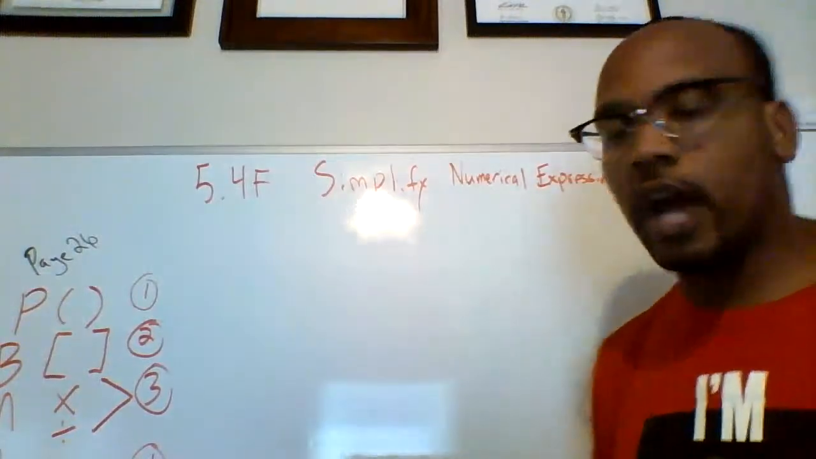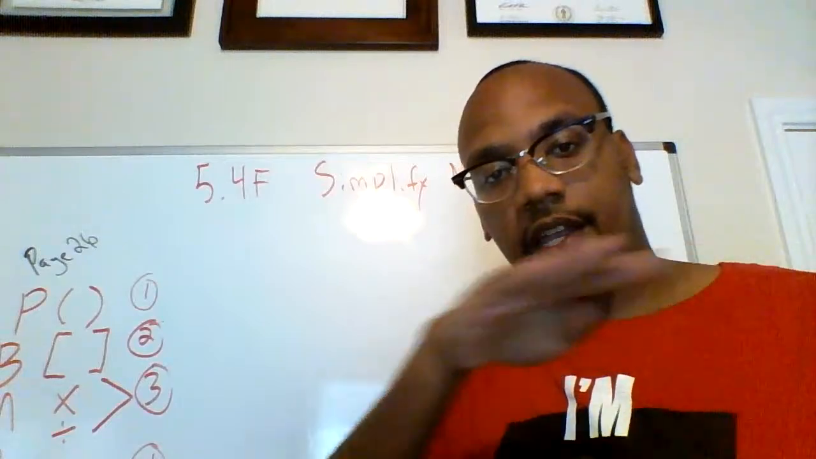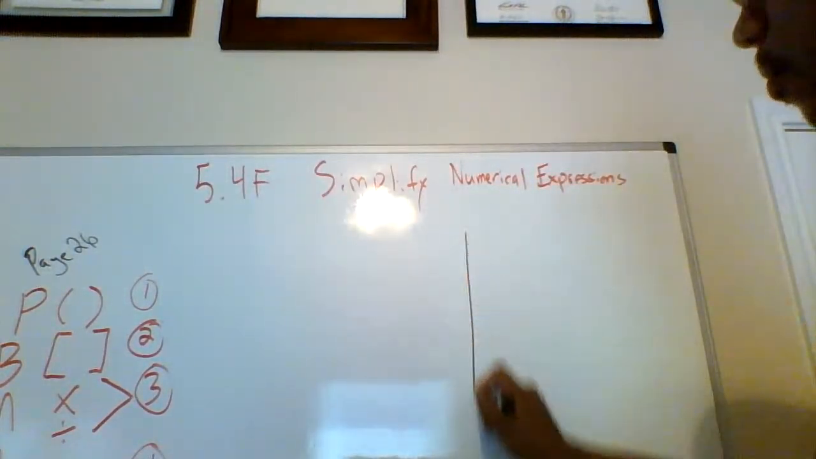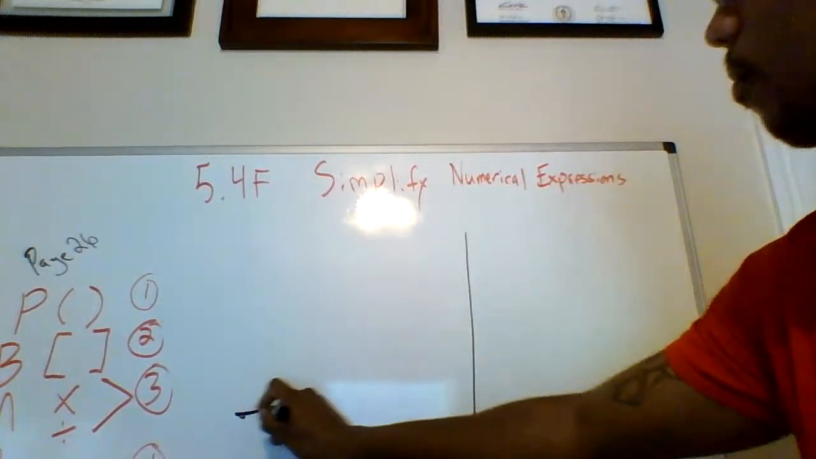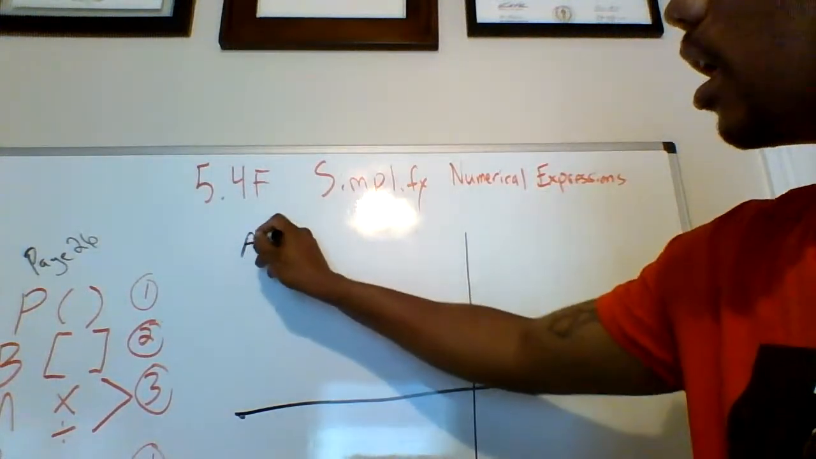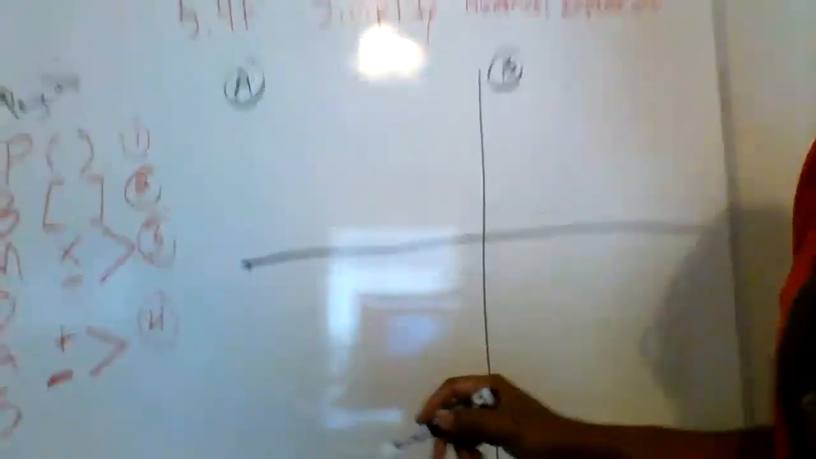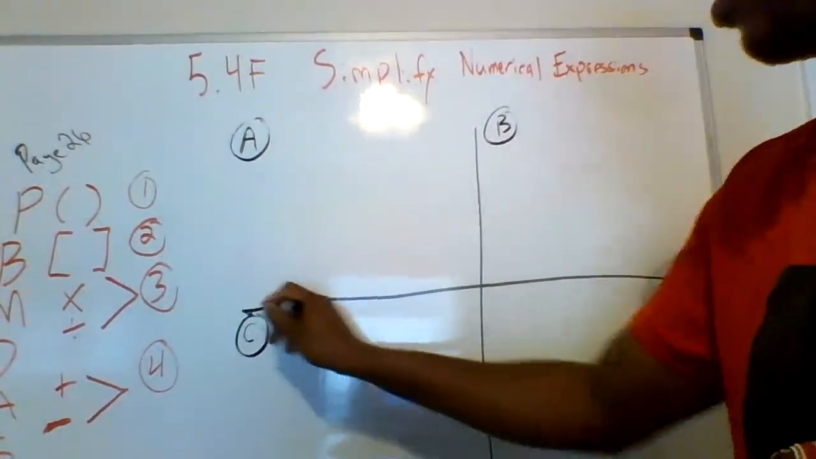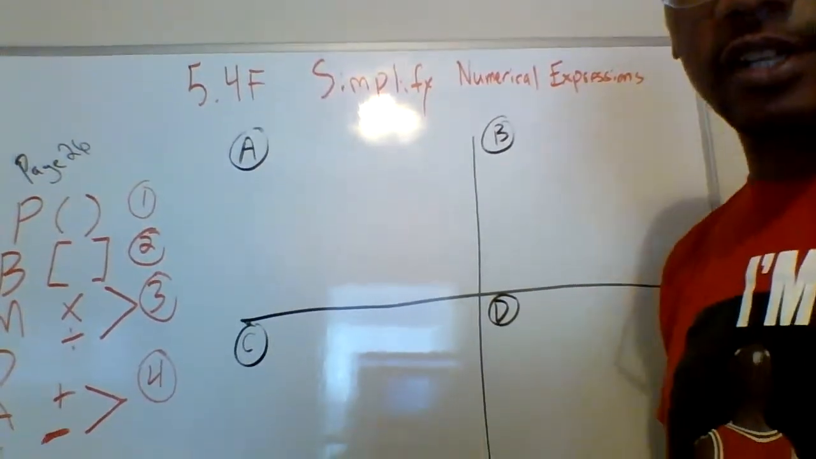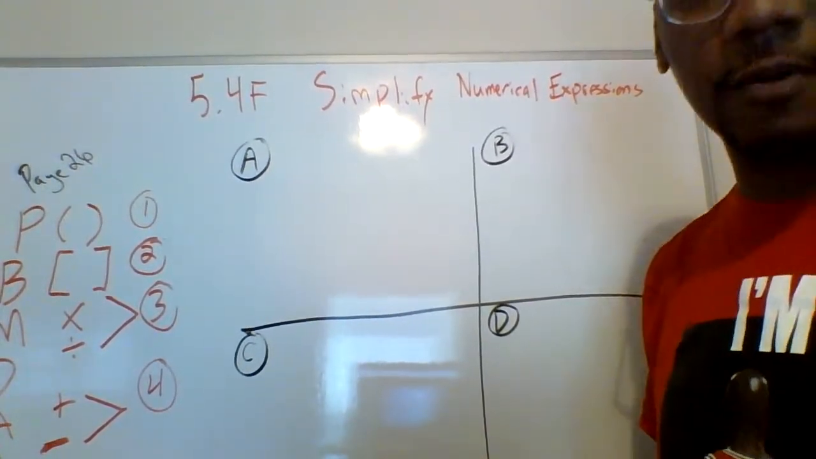All right, so what I'm going to do for number 3, there's 4 different problems. I'm going to draw a 4-way. All right. This is going to be A. This is going to be B. This is going to be C. And this is going to be D. All right. And what I'm going to do is I'm going to solve all of them, and you're going to see which one equals 18. All right.